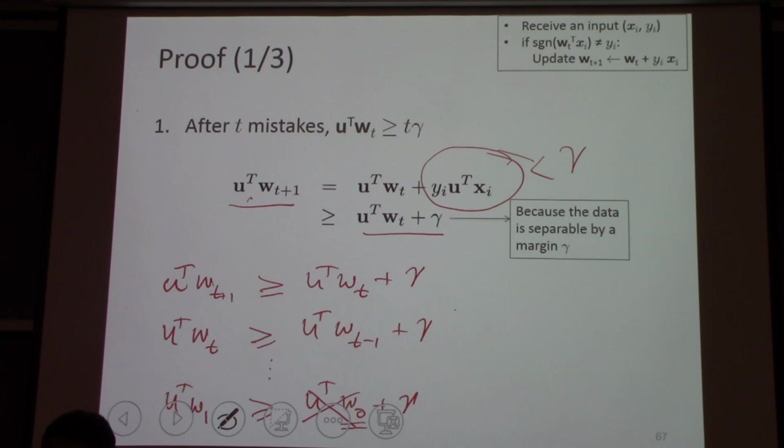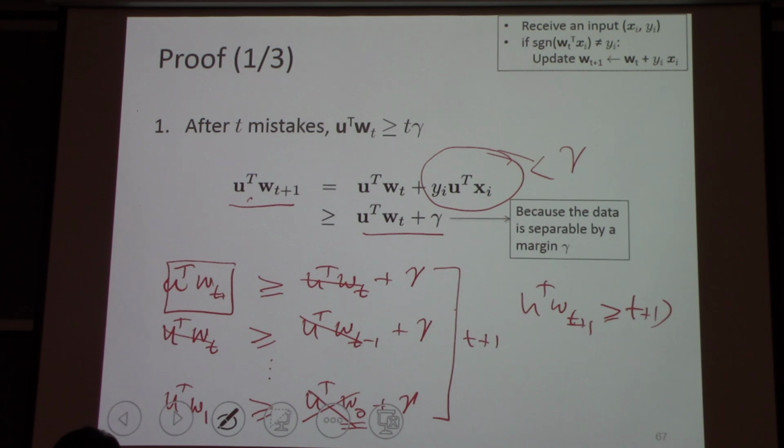We add all these things up and everything cancels. You're left with U transpose W(t+1), and there are t plus 1 gammas here. True for all t, so that proves the result.